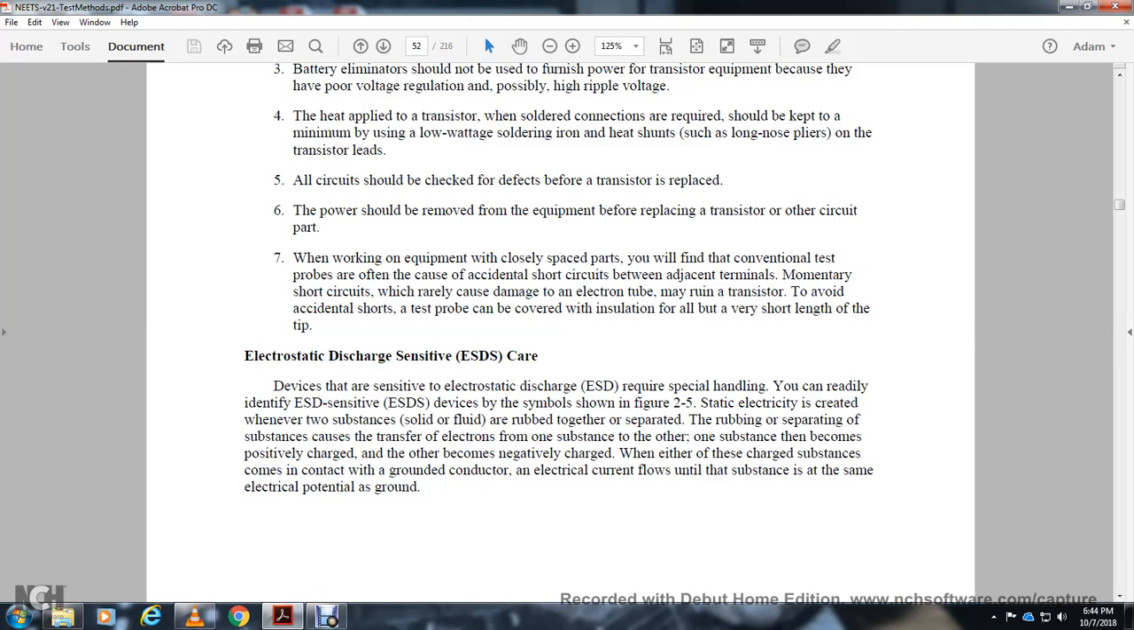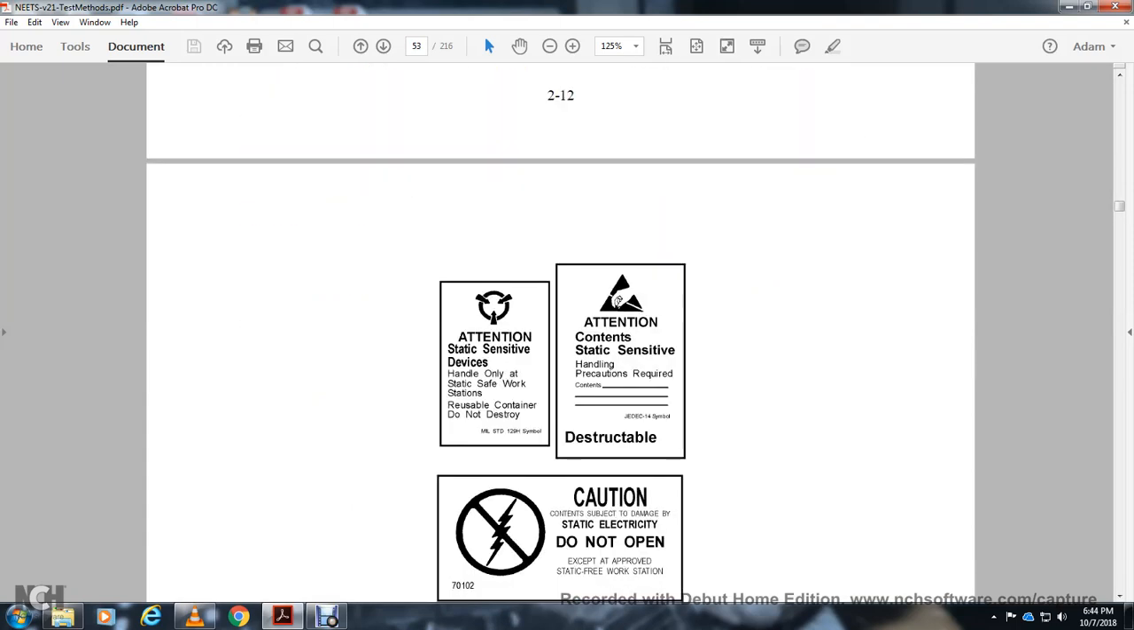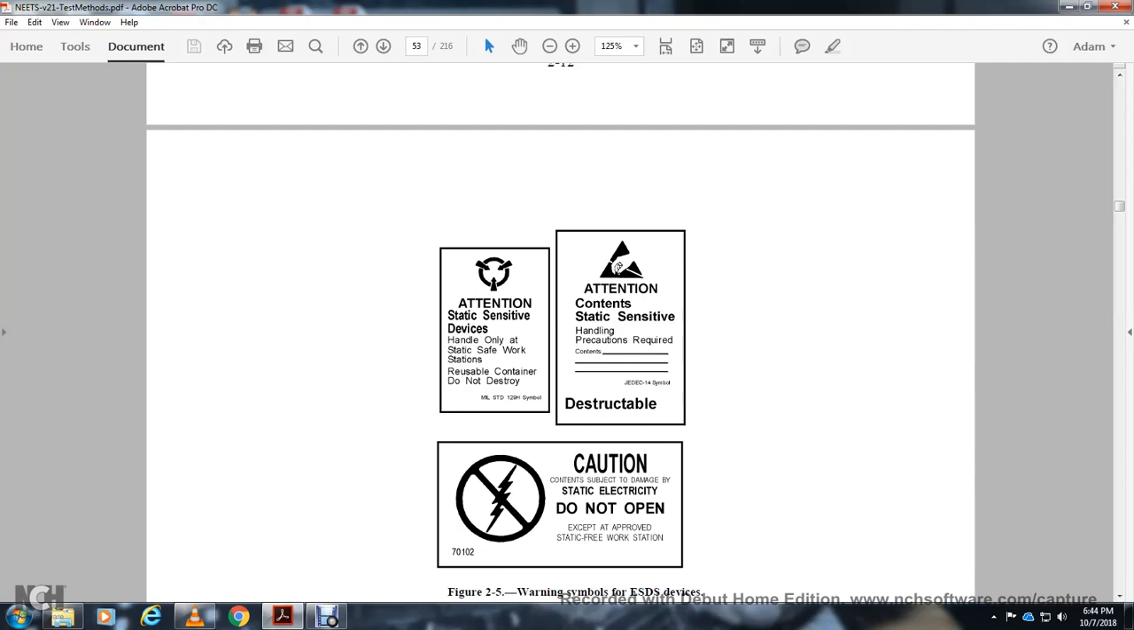Devices sensitive to electrostatic discharge require special care. The symbol for an electrostatic discharge sensitive device is shown in Figure 2.5. Electric charge is generated whenever two substances, solid or fluid, are rubbed together and separated. The rubbing and separation cause a transfer of electrons from one substance to the other. One substance then becomes positively charged, the other negatively charged. When either of these charged substances comes in contact with ground, electronic current flows, bringing the substance to the same electrical potential as the ground. Figure 2.5 shows the warning symbol for electrostatic discharge sensitivity.